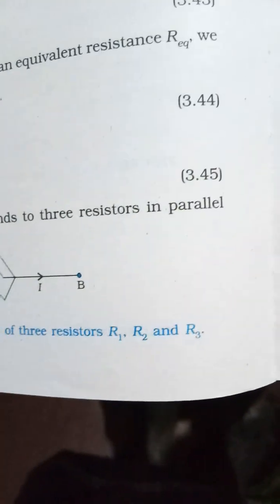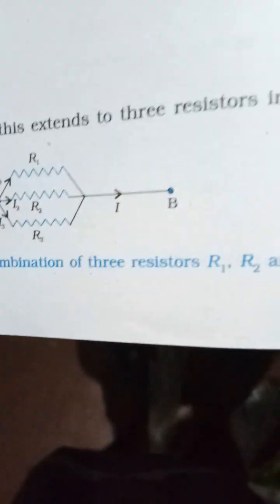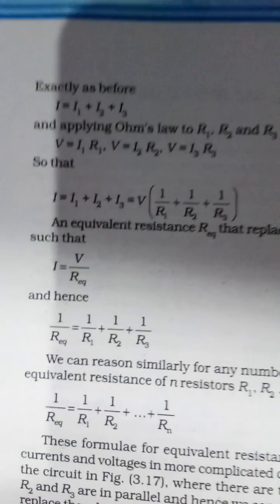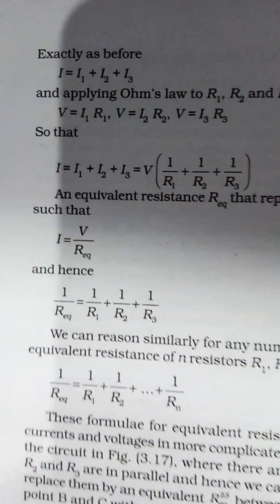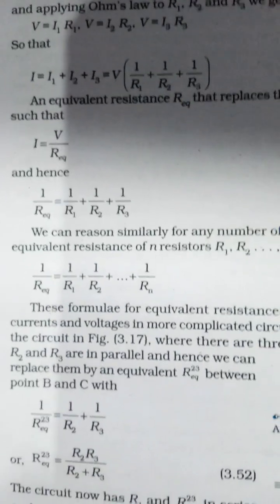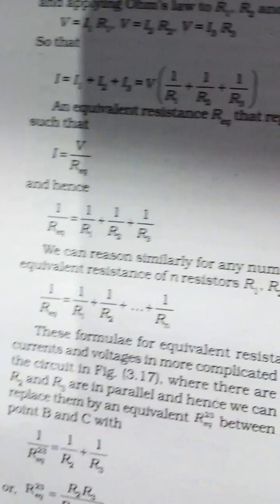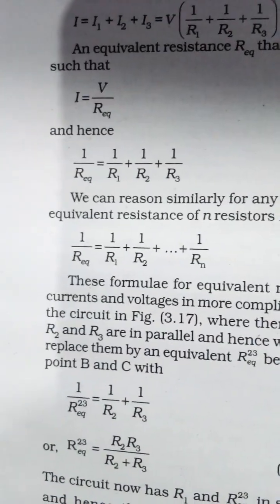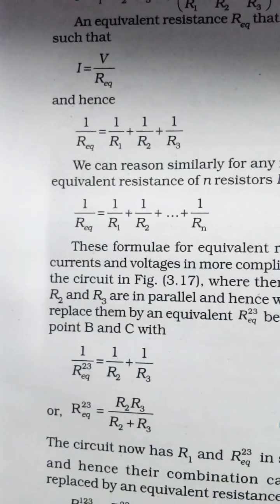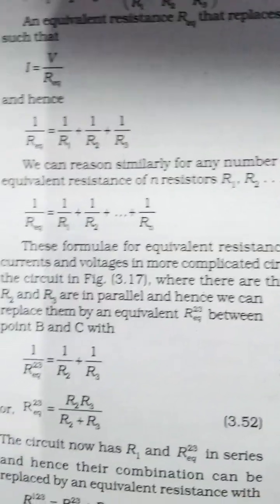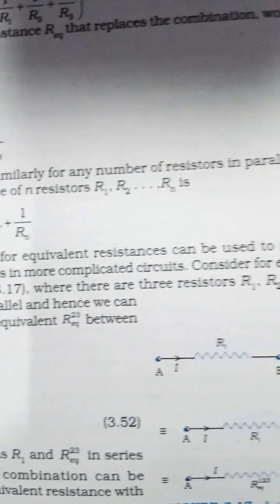Hence we can easily see how this extends to three resistors in parallel. Figure 316 shows a parallel combination of three resistors R1, R2 and R3, and the current is exactly as before: I = I1 + I2 + I3, applying Ohm's law. So Ohm's law is very important for this. The equivalent resistance gives I = V/R_eq, and hence 1/R_eq = 1/R1 + 1/R2 + 1/R3. We can reason similarly for any number of resistors in parallel.